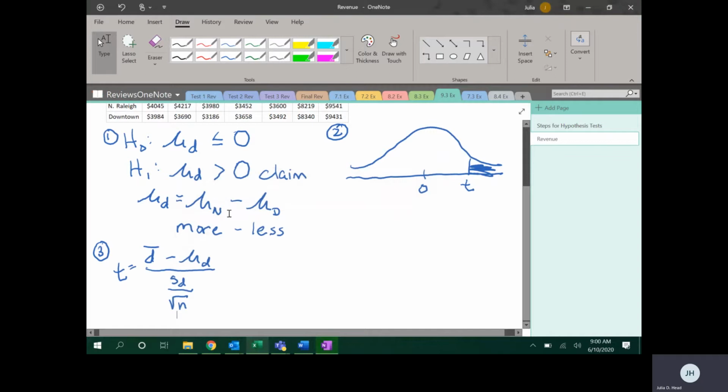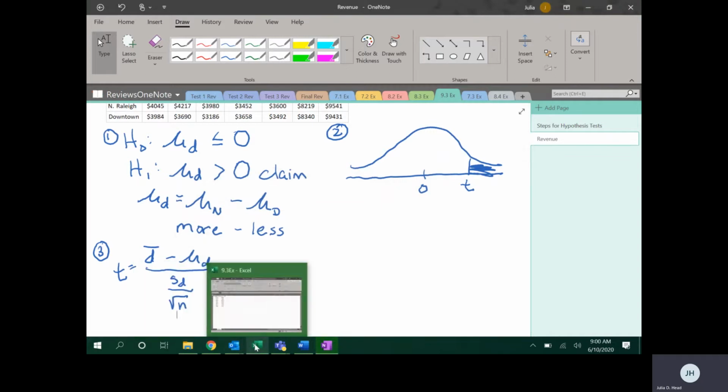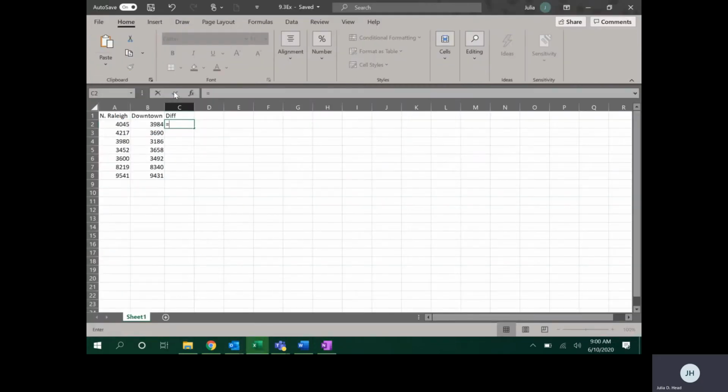We chose to do north minus downtown. So when I calculate this first difference, I'm going to select the north location's revenue minus the downtown location's revenue, and I'm going to drag that down. It's okay if you get negative numbers. It's okay if you get positive numbers. Whatever's going to happen is going to happen.